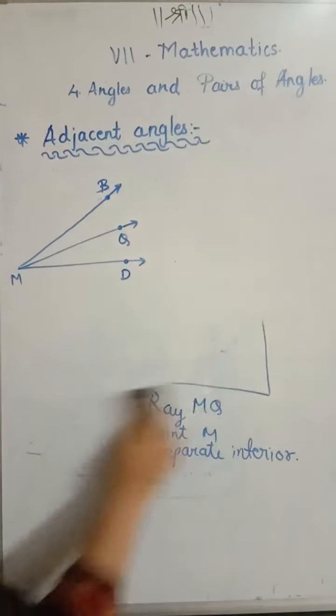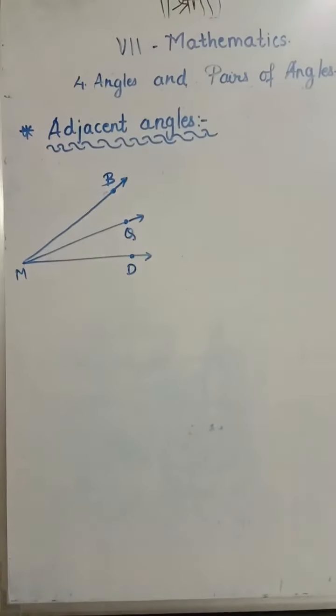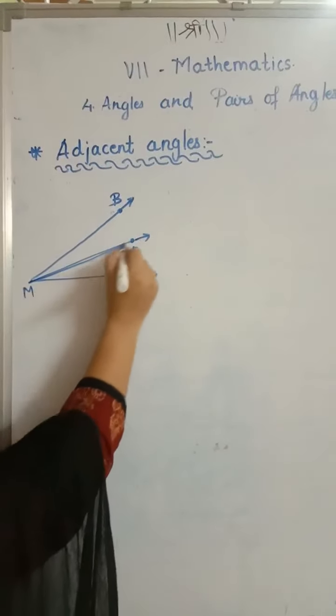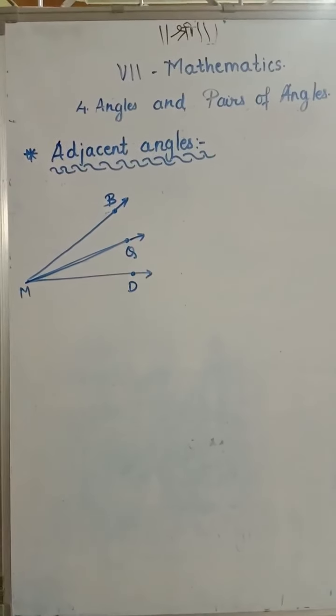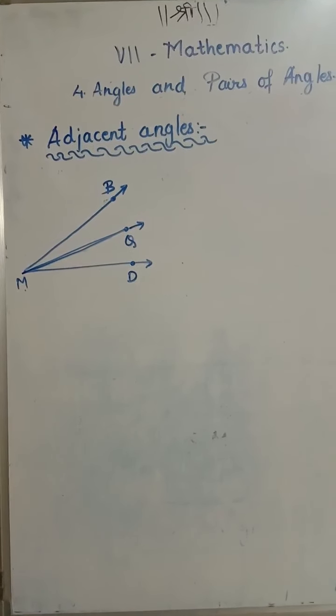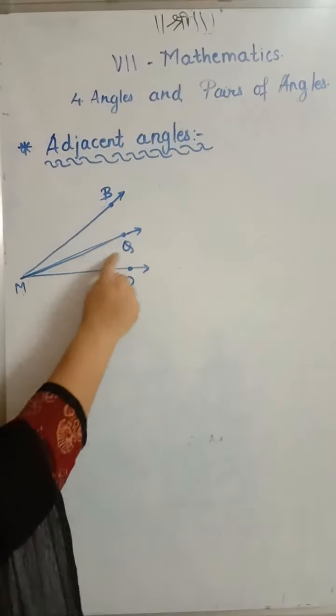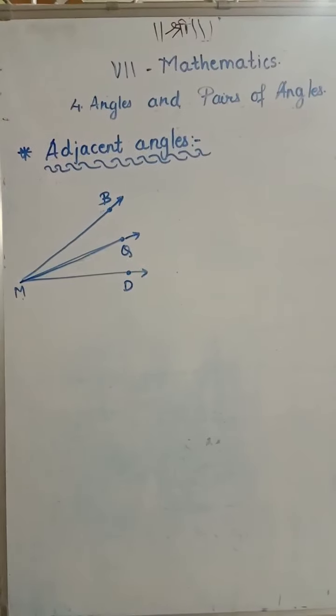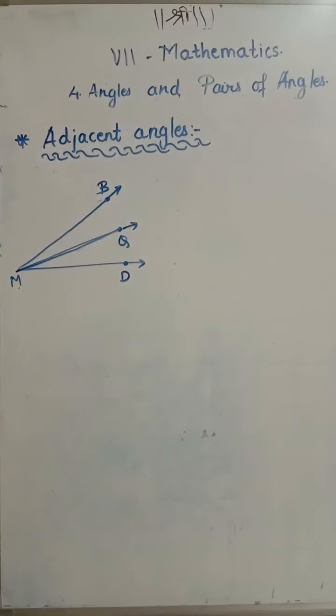Once again we will see what adjacent angles are. The angles which have a common ray. What is the common ray here? Ray NQ. A common vertex, that is vertex M. But they have separate interiors, and these are called adjacent angles.